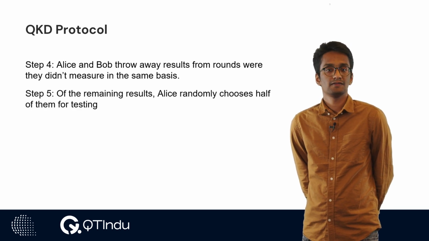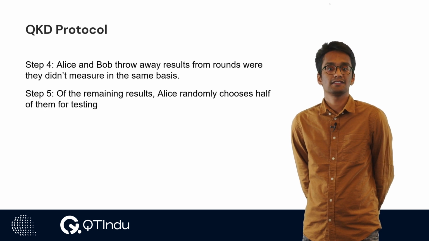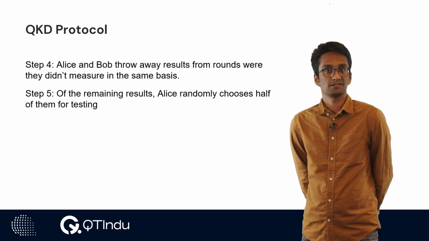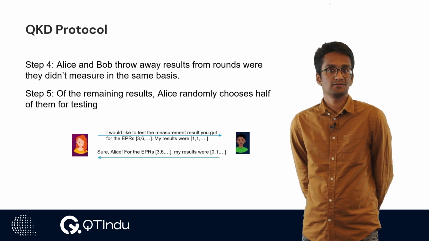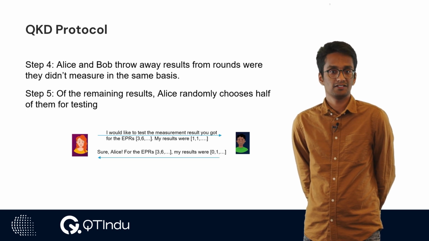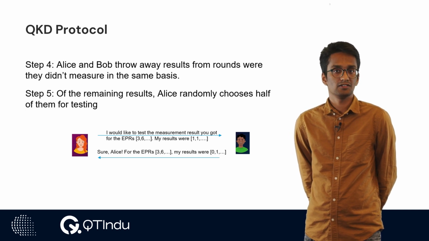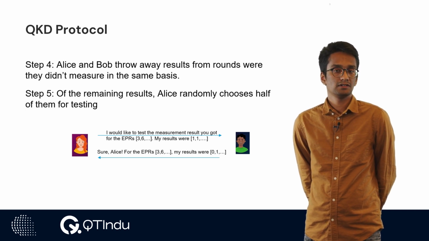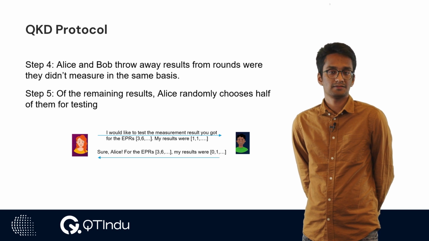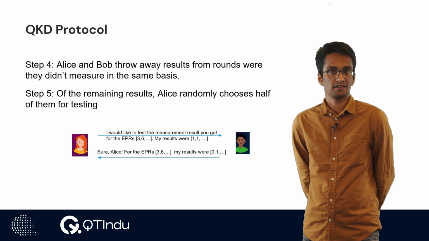In step 5, of the remaining results, Alice randomly chooses half of them for the purpose of testing. This message would go something like this. Alice would tell Bob that she would like to test the measurement results she got in, let's say, qubit rounds 3 and 6, and she would also share the measurement results with Bob. Bob gets the measurement basis and will reply back with the results he got for his corresponding EPR pairs.